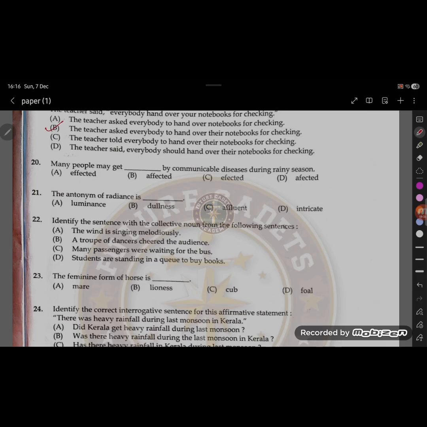For question number 20, now this is about many people may get dash by communicable diseases during rainy season. This tests your, you can say this is about homophones, similar words but different meanings. And here it is affected. Whenever you have a result of something, we use affected, not effected. I hope you all got it right. Now question number 21. Antonym of radiance. Radiance means something that is bright, luminous. And we have antonym, that means opposite. So dullness will be the opposite.